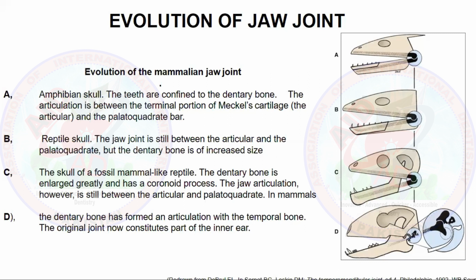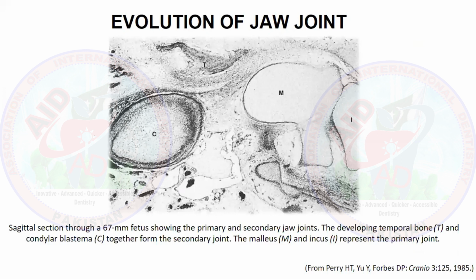If you just look at the joints, you will come to know that these evolutions, which I am showing you here, is just a 67 mm fetus. And there is development of the joint starting. Now, just to see that this area, which is just densely packed, is the area of temporal bone.